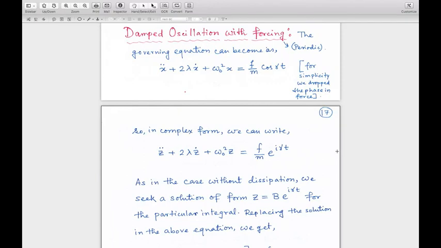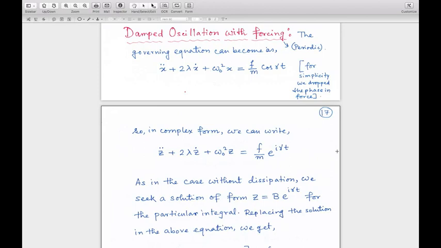In lecture 16 and 17, we discussed the free oscillation, forced oscillation without any damping effect or any viscous effect, and damped oscillation without any external forcing. Now in this lecture, we will combine all the three. So that will be a discussion on damped oscillation with a forcing term.